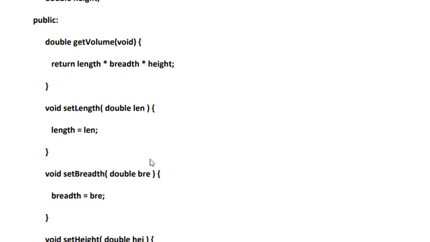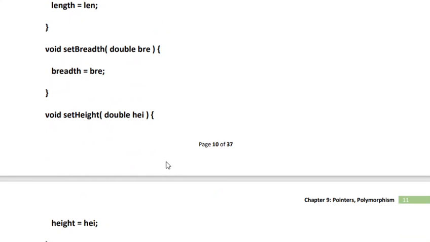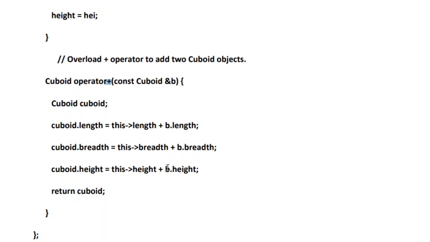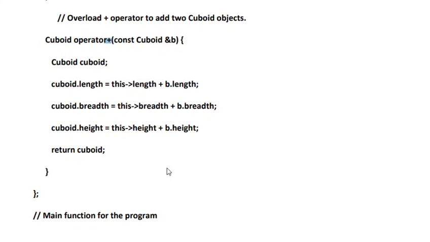Then we have set length, which is capable of initializing the length of the cuboid, set breadth, which is capable of initializing the breadth of the cuboid, and set height, which is capable of initializing the height of the cuboid. Then we have operator plus that is being overloaded in order to add two cuboid objects. Here we take in two cuboid objects and add the values associated with the two cuboids to form the third cuboid.